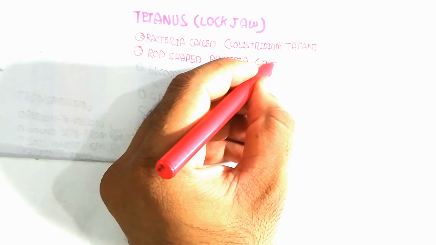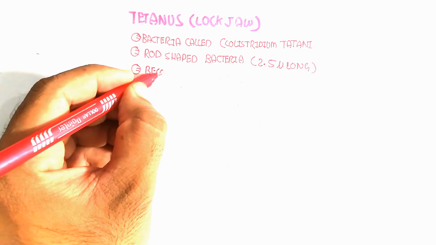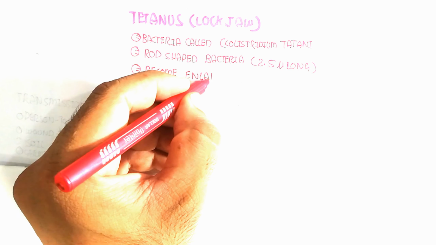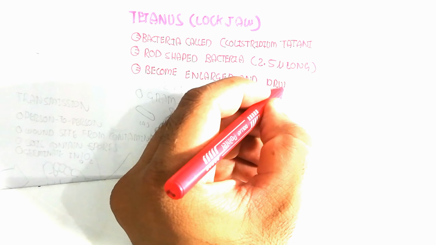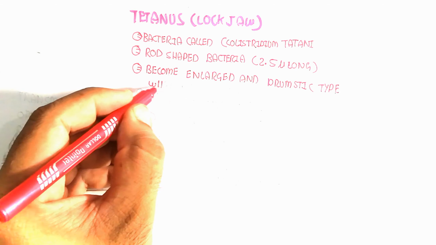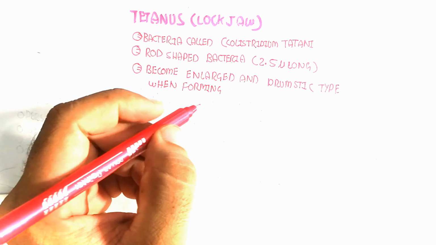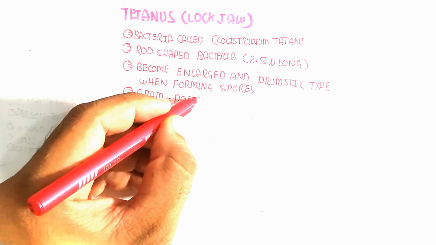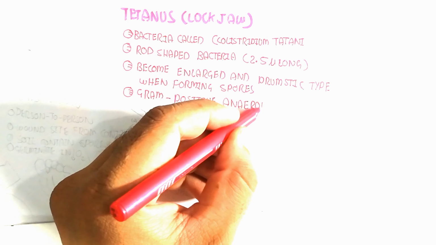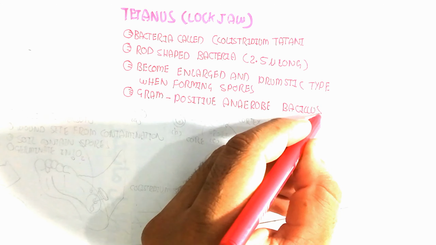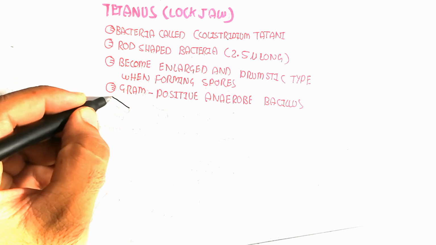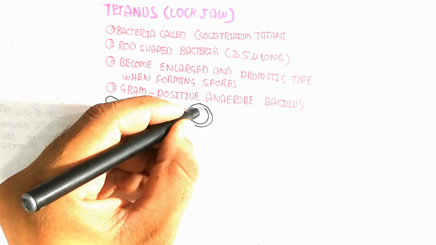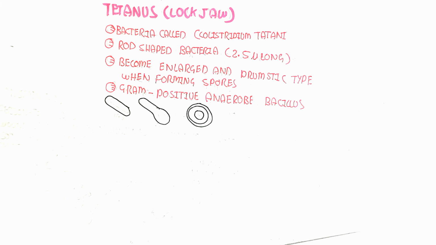The rod-shaped bacterium Clostridium tetani is 2.5 micrometers long, and becomes enlarged and drumstick-type when forming spores. It is a gram-positive bacterium, known as an anaerobic bacillus, because anaerobic means a lack of oxygen promotes its growth.